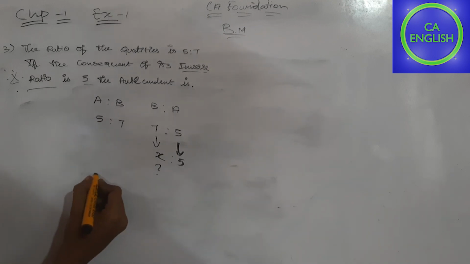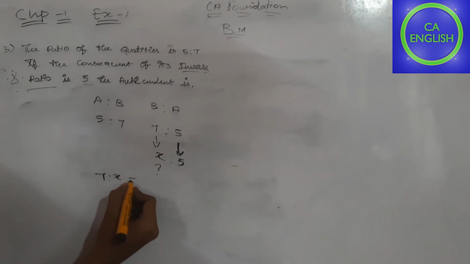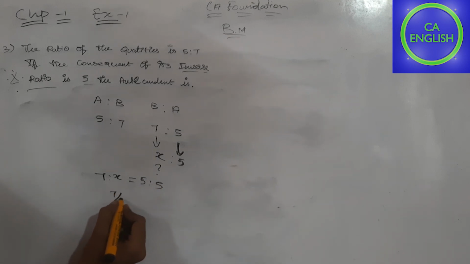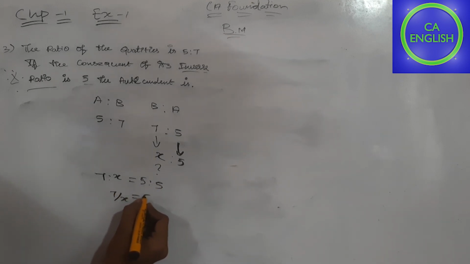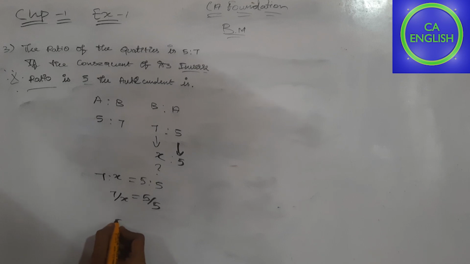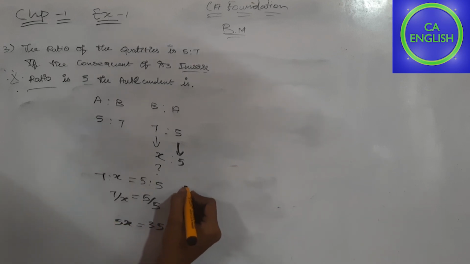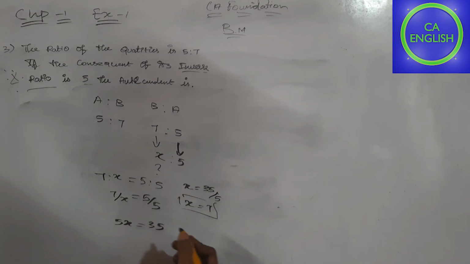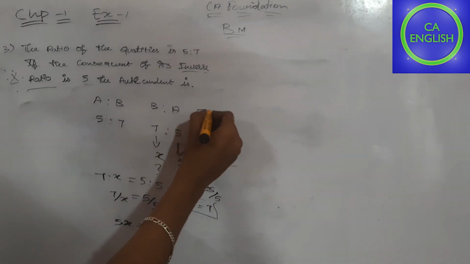Let's write it in the ratio. 7 is to x is equal to 5 is to 5. Let's convert into division: 7 divided by x equals 5 divided by 5. Okay, then cross multiply it. 5x is equal to 35. That means x is equal to 35 divided by 5. x is equal to 7. It's option C.